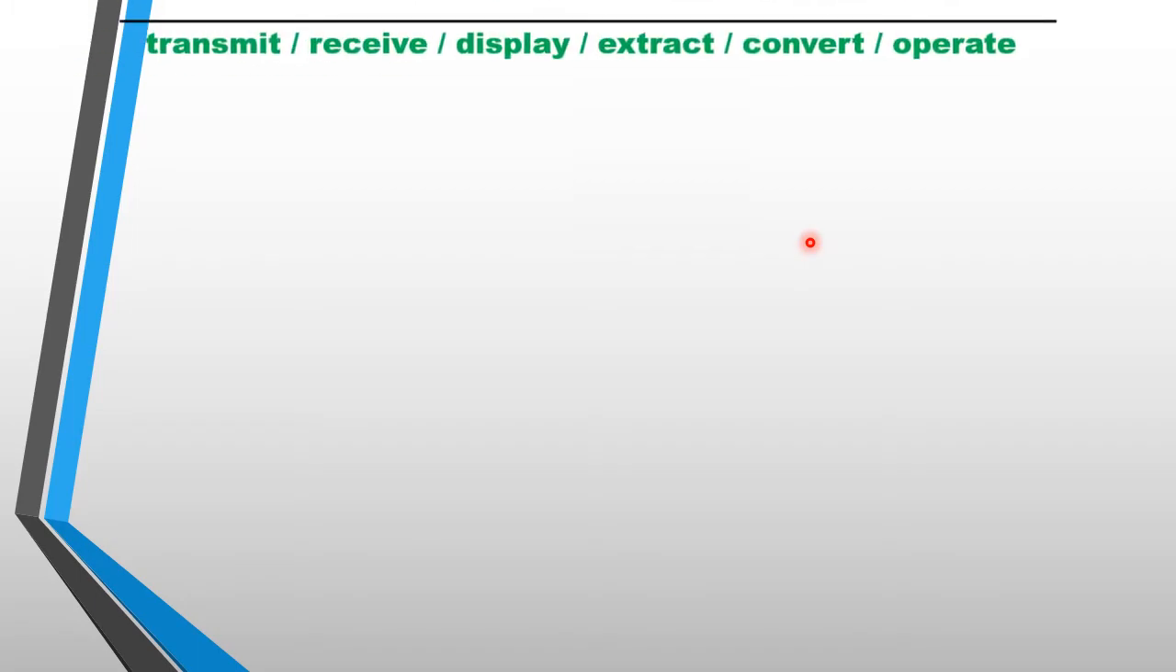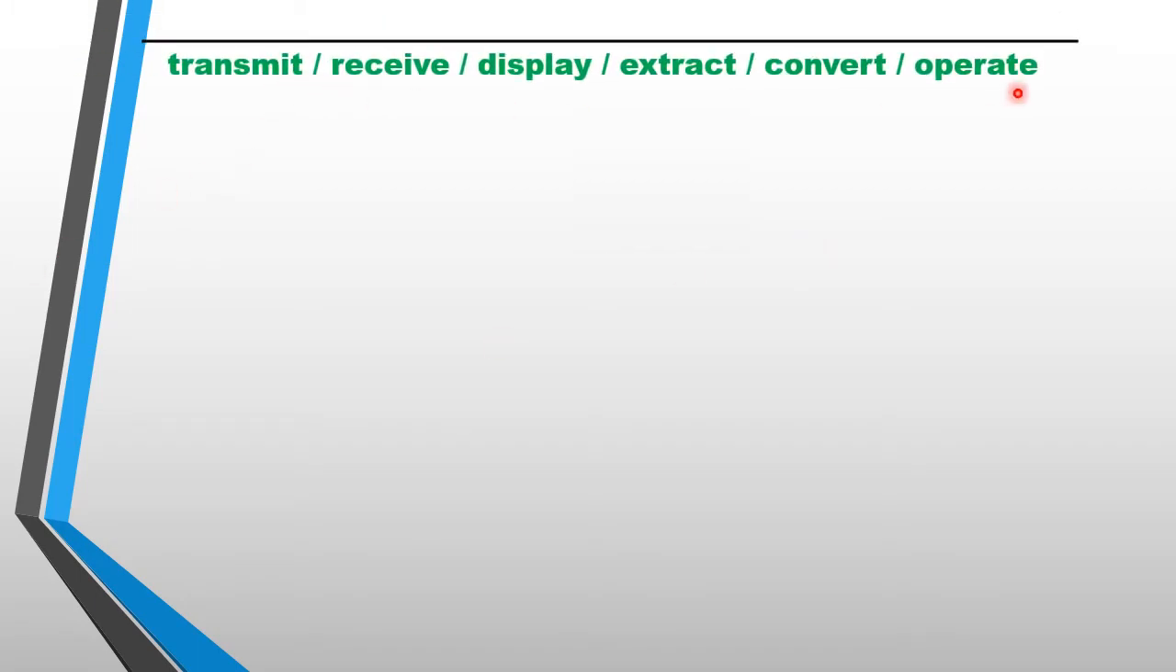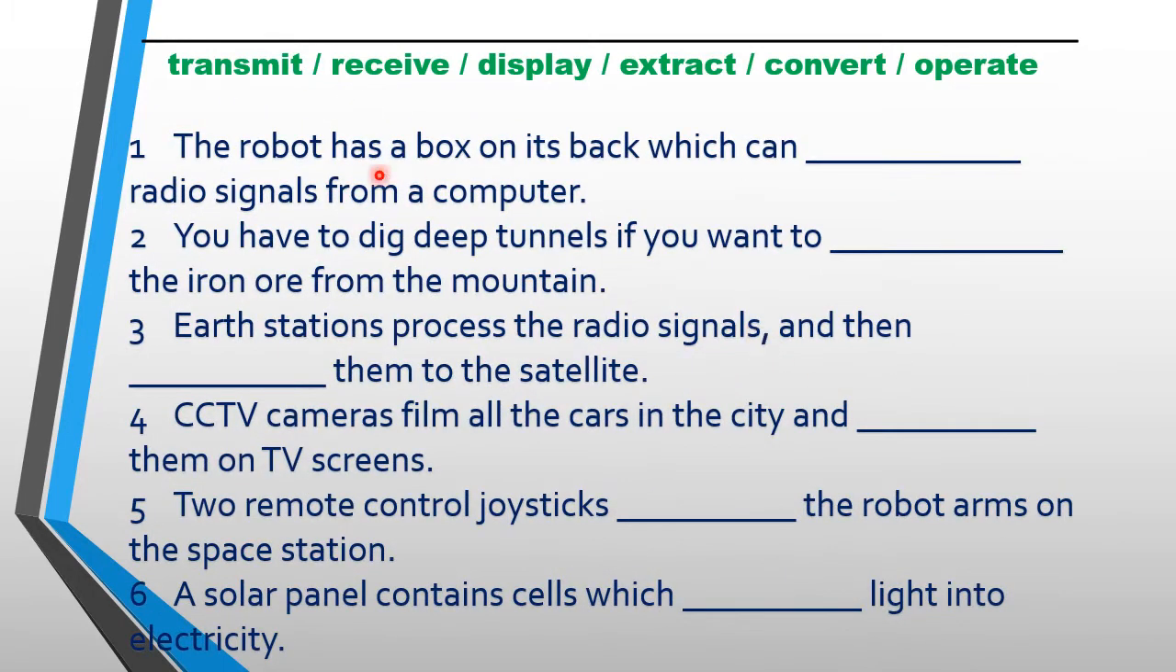In this exercise, you have these words. We need to put them in these sentences. We have transmit, receive, display, extract, convert, and operate. And here we have 6 sentences. We need to put a word in each sentence. Please take 5 minutes, read the sentences carefully, and pick up a word for each sentence.